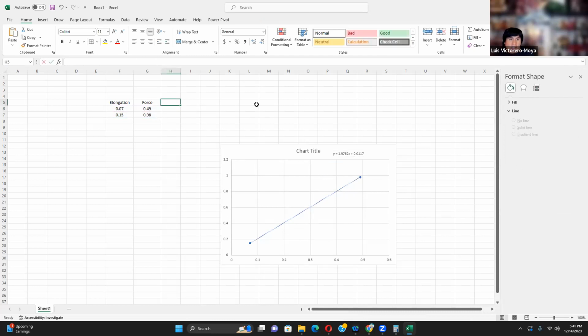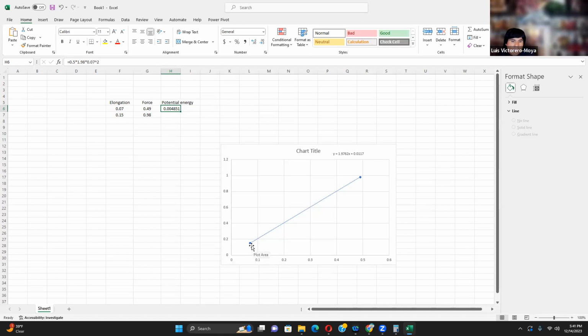So if I want to find the potential energy, you can do 1/2 times K, multiplied by the elongation squared. So that's the energy use. You can also find it by doing the area, as it says in the lab, right?